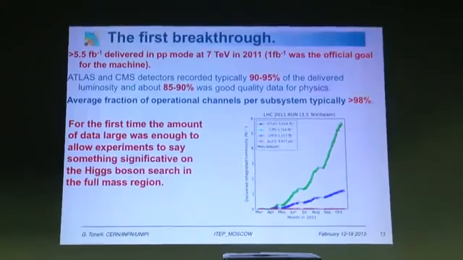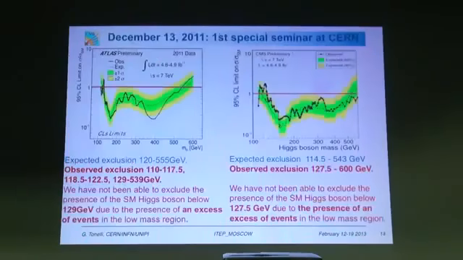Remember the plots that I showed you before. At 5, you should start seeing a 2-3 sigma effect in the low mass region. And actually, we reached this position at the end of 2011, in December 2011. So for the first time, the amount of data, 5 inverse femtobarn, was large enough to allow the experiments to say something significant. And this is what we saw.